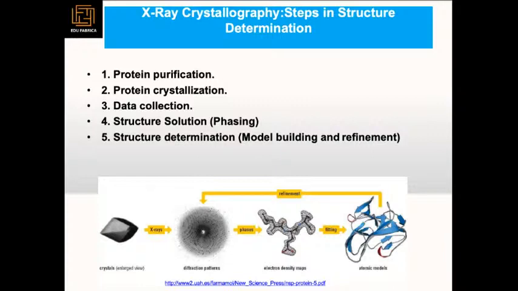X-ray crystallography steps in structure determination. So protein purification, protein crystallization, data collection, structure solution, structure determination. So all these are 5 steps. In the first you have a crystal, you go through the X-ray, you have a diffraction pattern, then you make an electron density map, afterwards in the refinement steps, then you have an atomic model out of it at the end. So like this, you make a structure of a protein.